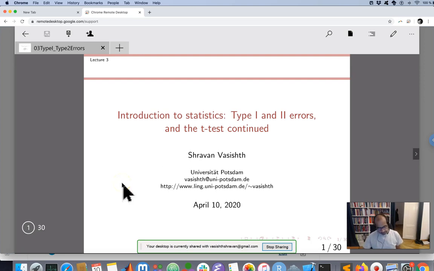Okay, so continuing with the review of the basic ideas in frequentist statistics, I'm now going to build on what we have done so far with the one sample t-test, and I'm going to talk about type 1 and type 2 error and how this relates to the t-test as well.